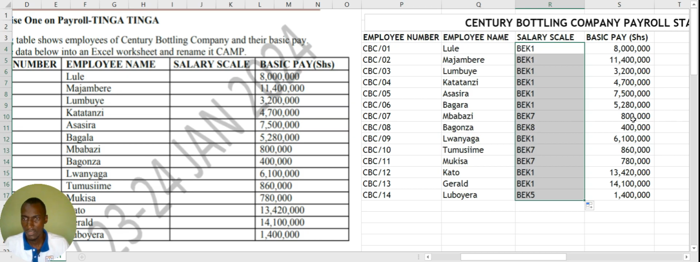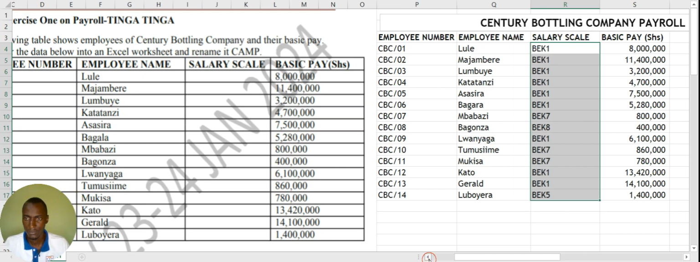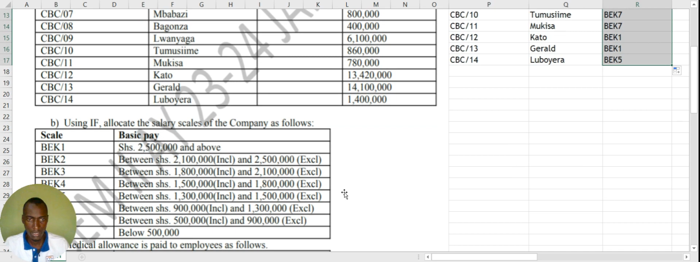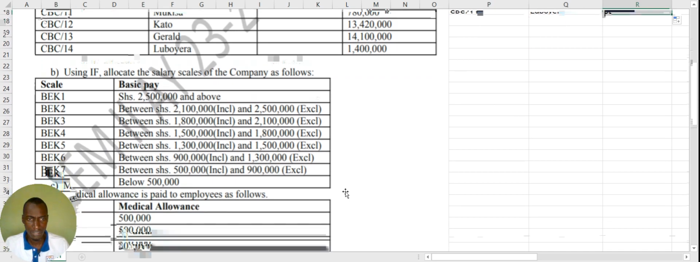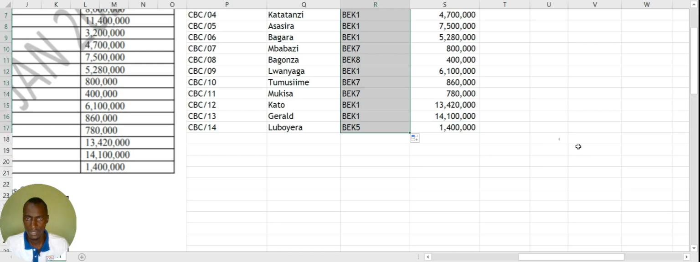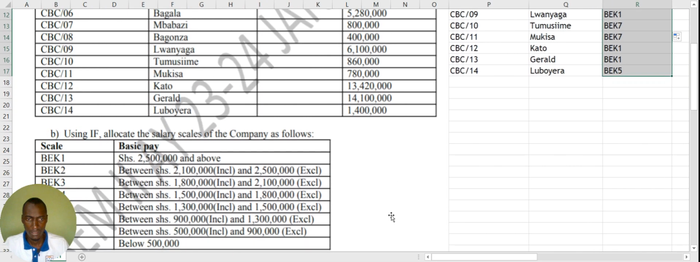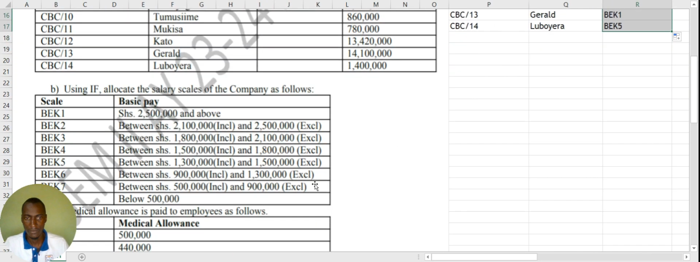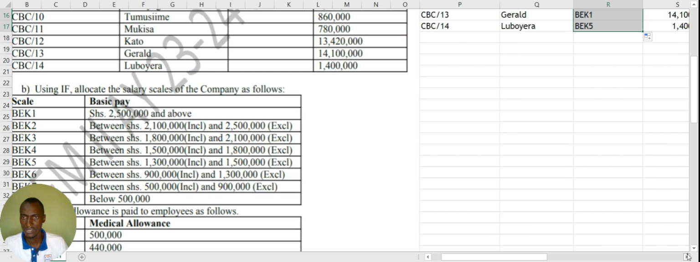Let me check on this one of 800,000. 800,000 is between 500,000 inclusive and 900,000 exclusive. So 800,000 falls in the salary scale of BEK7, I think. Yes. It is between 500 and 900, so I think that's it.